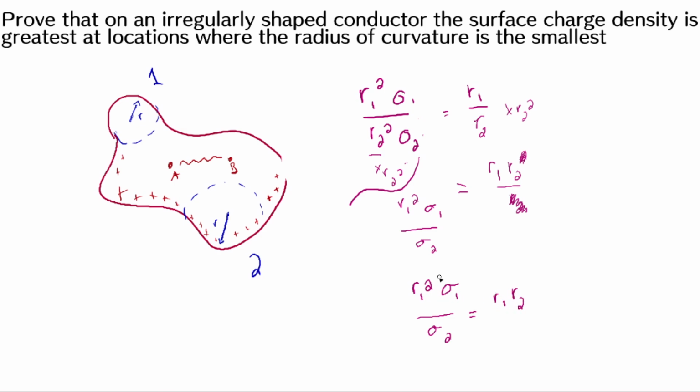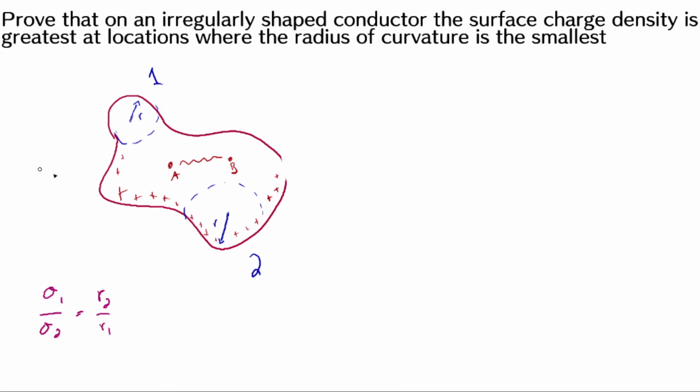This side we can divide by r1 squared, and divide the other side by r1 squared, and our answer is going to be sigma 1 over sigma 2 is equal to r1 r2 over r1 squared. What we're going to do is get rid of this top r1, get rid of one of these r1s, and we're left with r2 over r1. So now that we got rid of all that mess, we can see something.